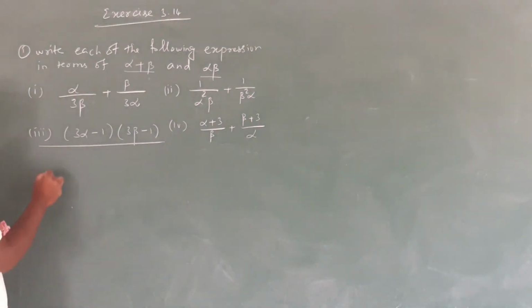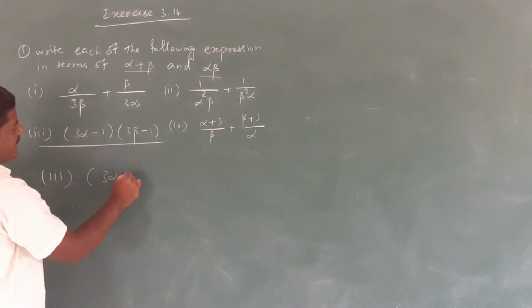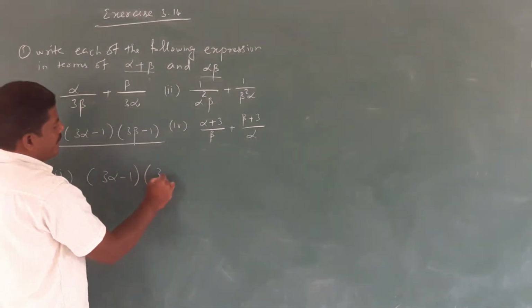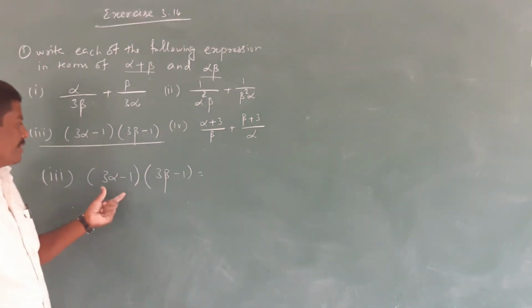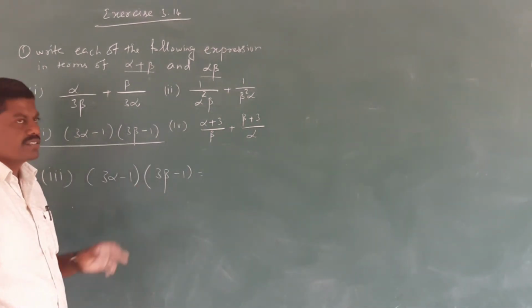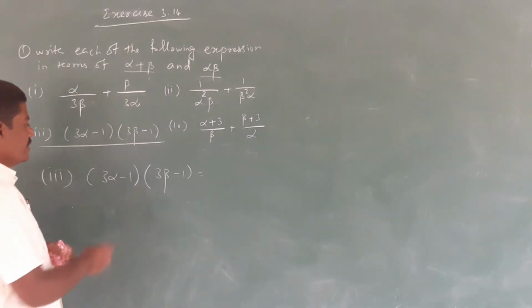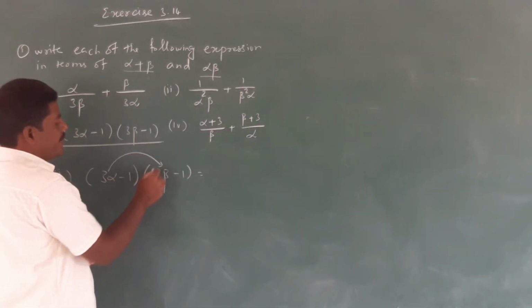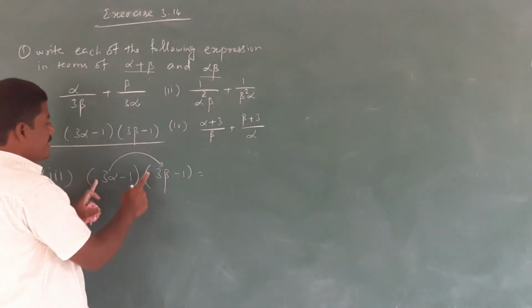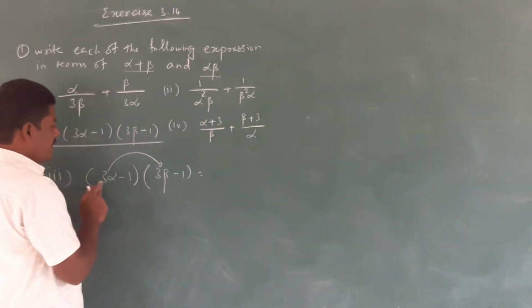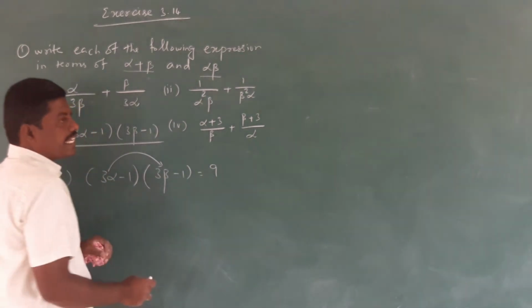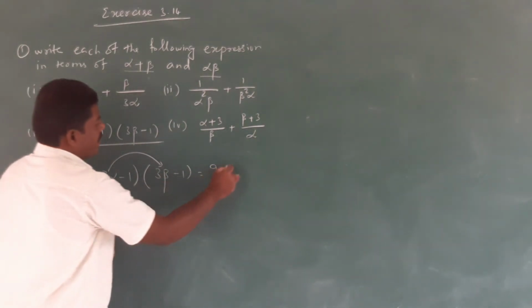Question number 3, listen. Take question number 3: 3 alpha minus 1 into 3 beta minus 1. Understand? Now here 2 factors are in product, so we want to multiply first. 3 alpha multiplied with 3 beta. First you take the sign: plus into plus will come. Next the value: 3 3 is 9. Next you take the variables: alpha and beta.